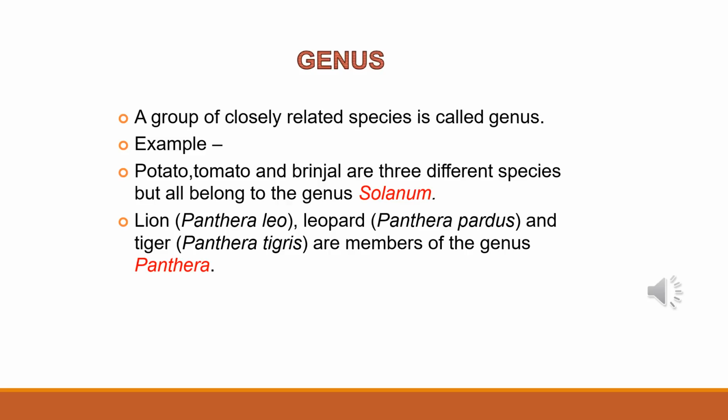Now the genus Panthera is polytypic, just like Panthera leo, Panthera pardus, and Panthera tigris are all different members of the genus Panthera. Just like you can see, potato, tomato, and brinjal are three different species, but all belong to genus Solanum. So Solanum tuberosum is potato, Solanum melongena is brinjal, and Solanum lycopersicum is tomato.